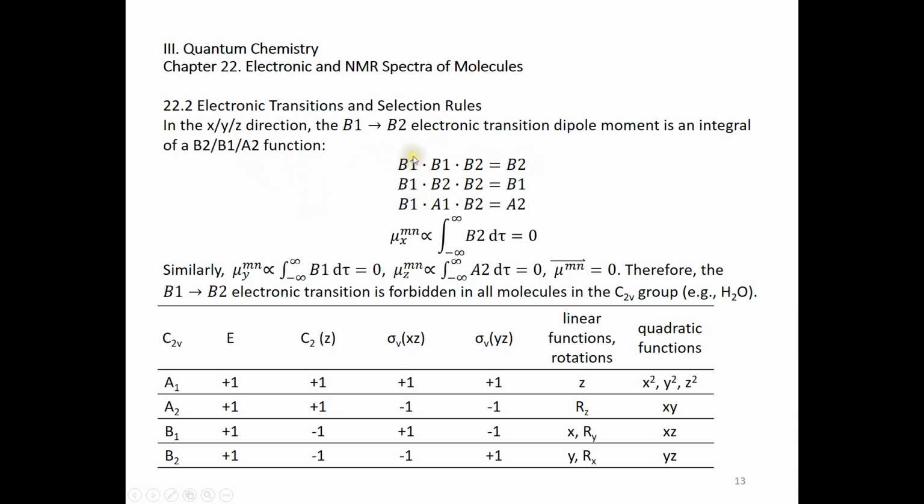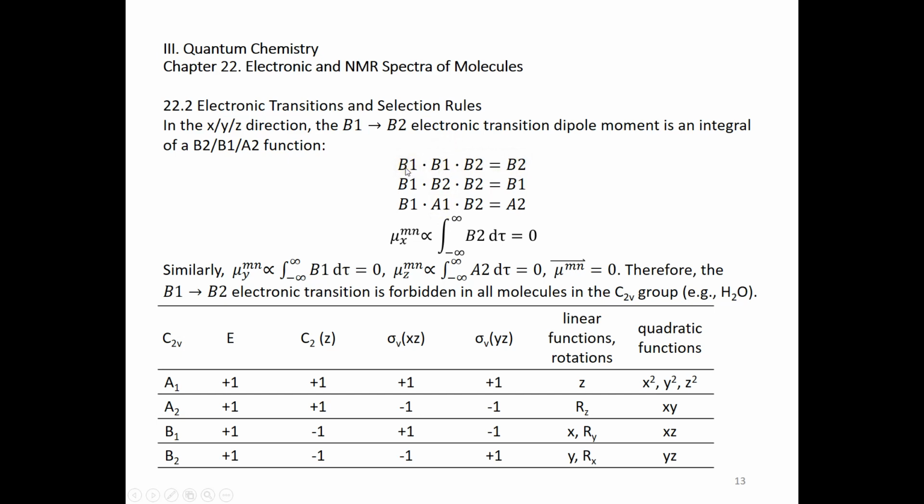Again, the transition is from B1 to B2. And then in the middle, we have the symmetry for the x vector, y vector, or z vector. They correspond to the symmetry of the electric dipole moment. And the x is B1, y is B2, and z is A1. So you can see when we do this product, we get B2. So B times B times B is B.